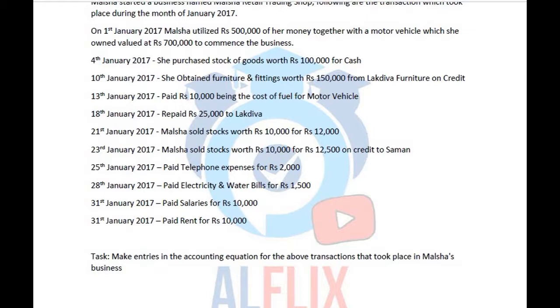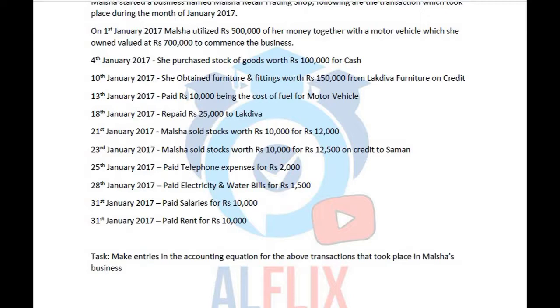25th January 2017 paid telephone expenses for Rs 2,000. 28th January 2017 paid electricity and water bills for Rs 1,500. 31st January 2017 paid salaries for Rs 10,000. Also, 31st January 2017 paid rent for Rs 10,000. The task is to make entries in the accounting equation for the above transactions that took place in Malsha's business for the month of January 2017.